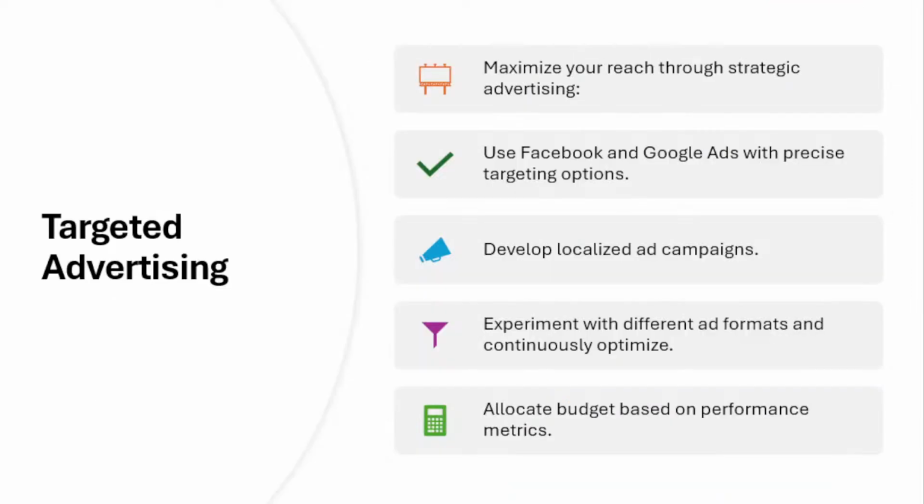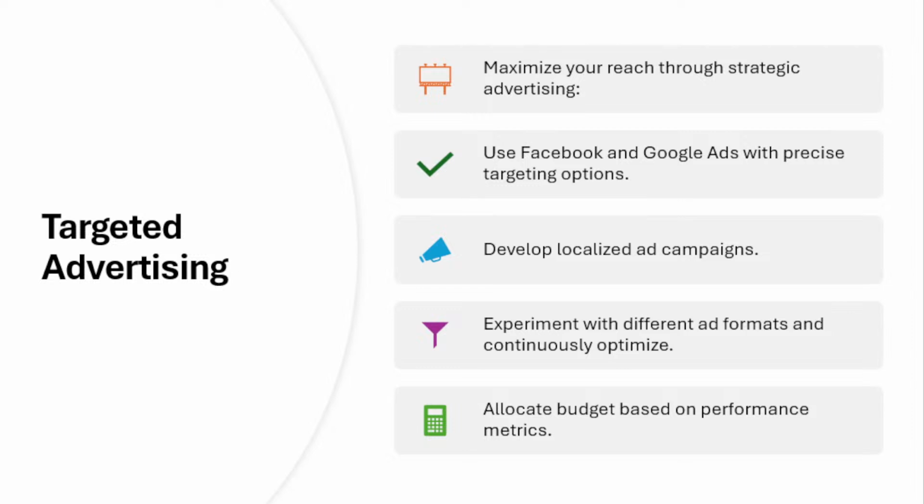These are the strategies. Then, you can also include targeted advertising, to maximize your reach through advertising, and you can use paid adverts on YouTube and on Google. Those are the two big platforms where you can do targeted adverts. And you can also develop a localized campaign strategy. You understand?